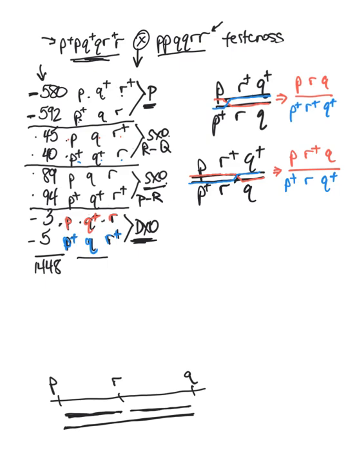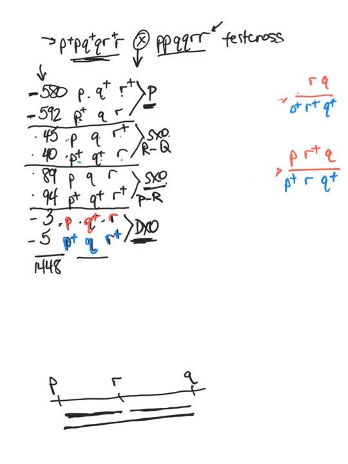So now, finally, I figured out which types are what. I figured out which single crossovers are happening where. I figured out my gene order. Now I can calculate distances. Let's make a little bit of room here to do that. I'm going to start on the left here. Let's do the P to R distance.